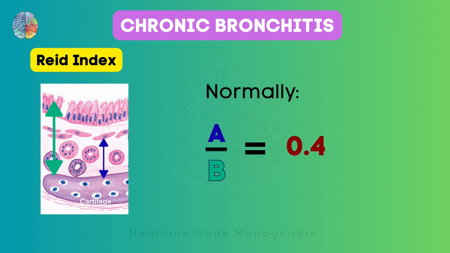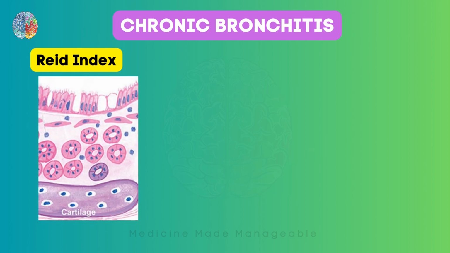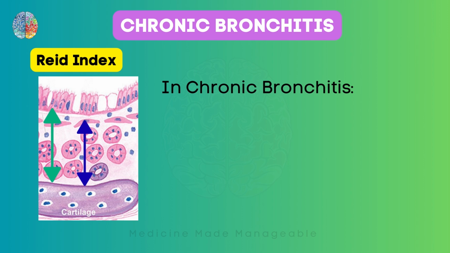Now let's see what happens in chronic bronchitis. This is another microscopic picture, but right off the bat you will be able to notice something different. The total thickness will remain more or less the same, but the thickness of the glandular part has increased a lot. So now we can say that in chronic bronchitis, if we take the ratio of A and B, the ratio will be more than 0.4 because the numerator here, which is A, has increased. In conclusion, Reed index basically tells us about the thickness of the mucous glandular part in comparison to the total thickness till the cartilage.